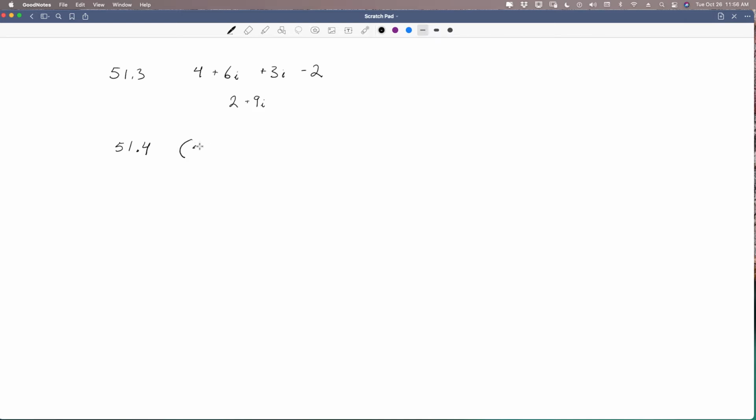I want you to solve this one as well because this is not super difficult. We just have parentheses added in. Here we go. Minus 2 minus 5i. That's a 5. All right, pause and solve that one for me.